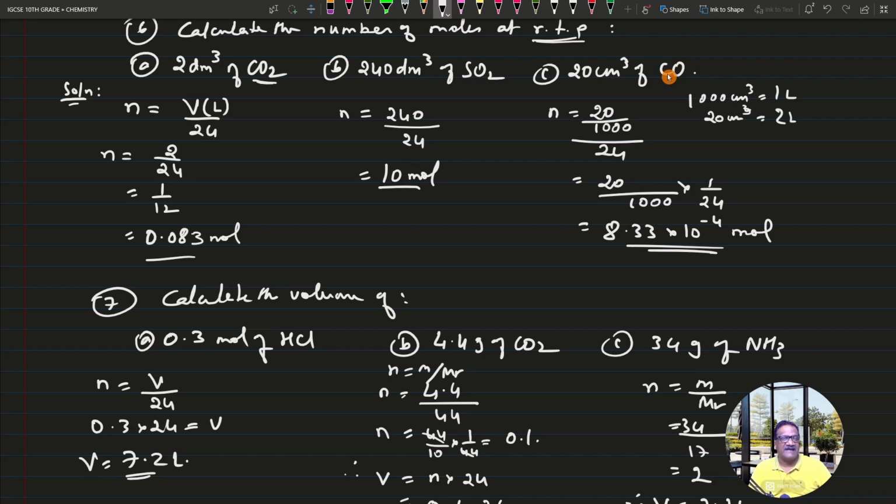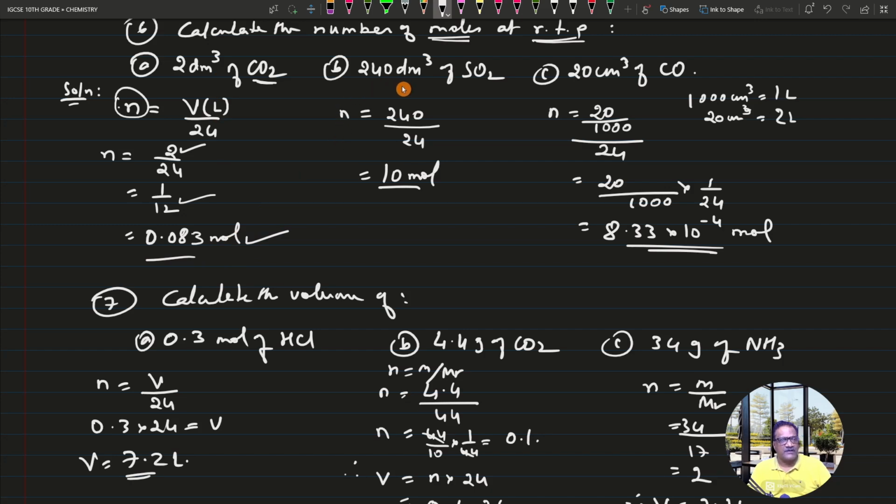And you know that any gas, if you take 1 mole of that gas, then it will contain the volume as 24 decimeter cube or 24 liters. And you have to calculate the mole of this. So the relationship is number of moles N is equal to V in liters divided by 24. This is the relationship that you have to use. So for the first one, V is given as 2 decimeter cube, so V will be 2, divided by 24. So 2 divided by 24 is 1 by 12. That works out to 0.083 mole. So the answer for A is 0.083 mole.